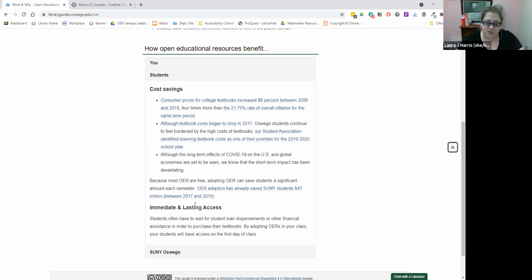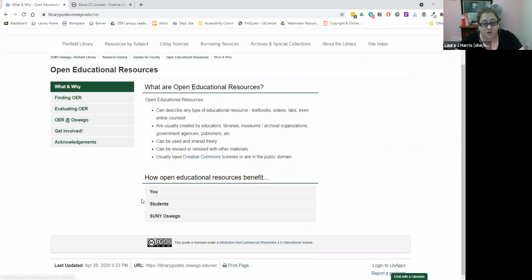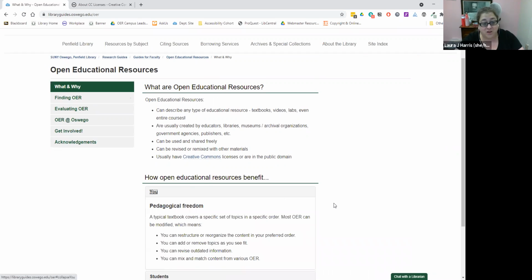And you know, with students trying to find the lowest cost for items, they may have to wait for student loan disbursements, or they may have to wait for something to arrive from Amazon or what have you. So that is another benefit of OER. They have it on the first day. And I believe there is some research that shows that that is beneficial to students and to learning outcomes for the course in general. So let's move on and talk about how OER can benefit you.